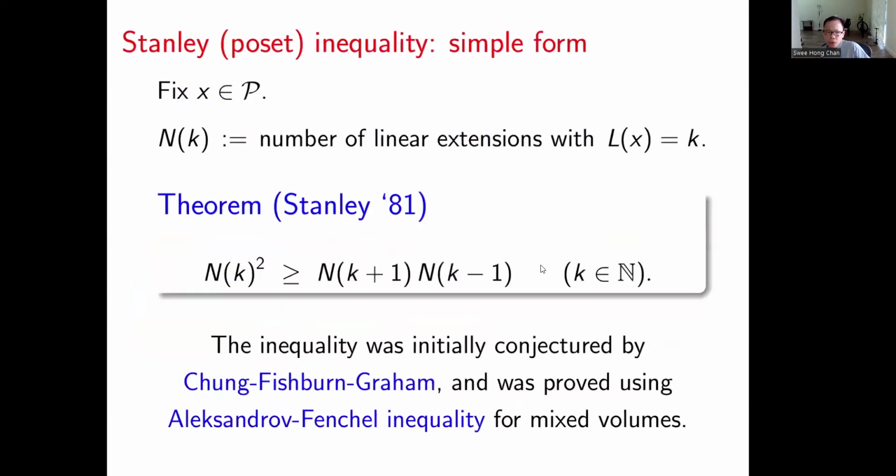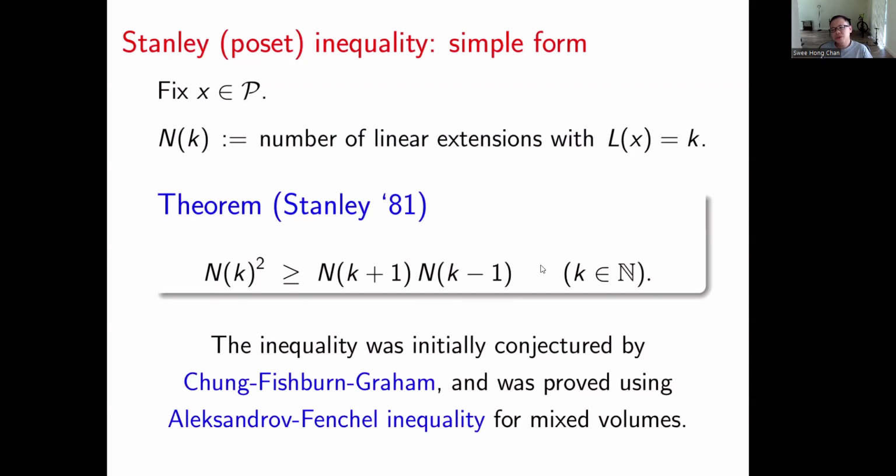Okay, and now log concavity appears in the following very natural manner in the coset. Fix an element x in the coset. Let n_k, where k is an integer, be the number of linear extensions of the coset where x is the k-th smallest element. It was first conjectured by Chen, Fishburn, and Graham in 1980, and it was proved one year later by Stanley in 1981, who showed that this sequence n_1, n_2, n_3 up to n_n is a log-concave sequence.